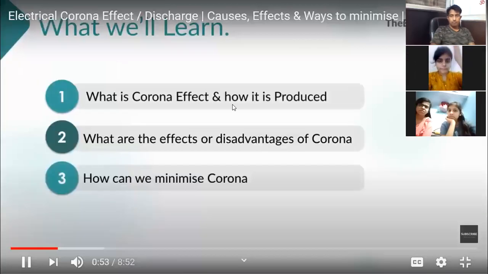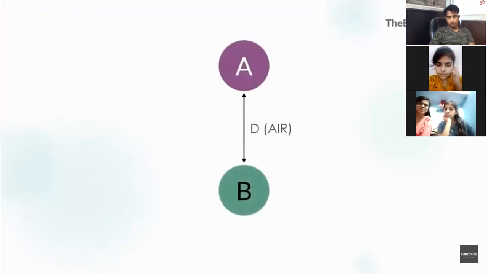How can we minimize the corona? Let's say we have two conducting electrodes in parallel with each other, separated in air by distance d. As we know, air is not perfect, or in simple language, air is not the perfect insulator. Even in the normal condition, air has a lot of free ions and electrons.